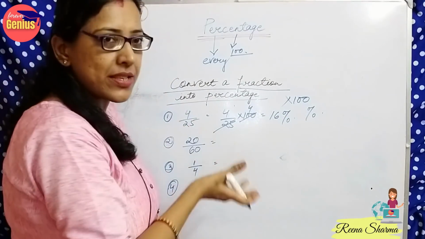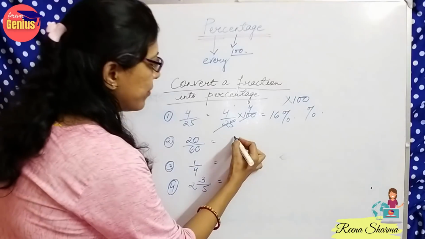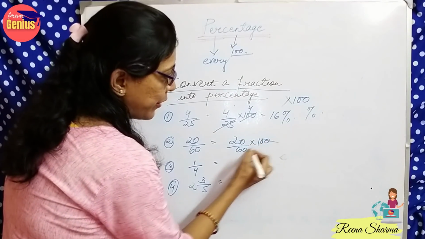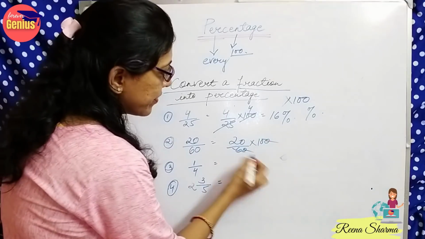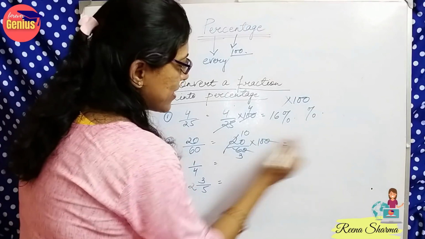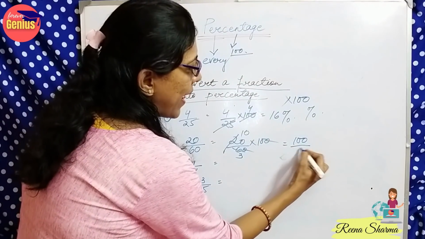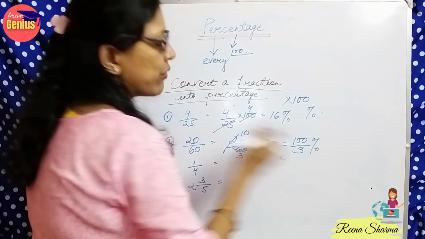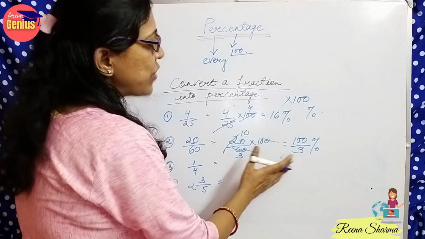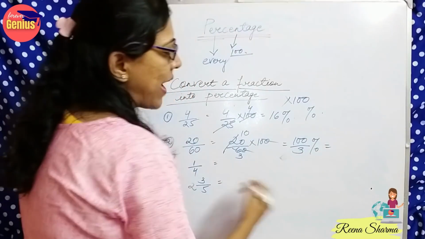16%. This is the answer. If 20 by 60 into 100, I am doing... got it? This is 310. So now this is 100 by 3%. We can also write it into a mixed fraction. So if I write it in a mixed fraction, what will be the answer?